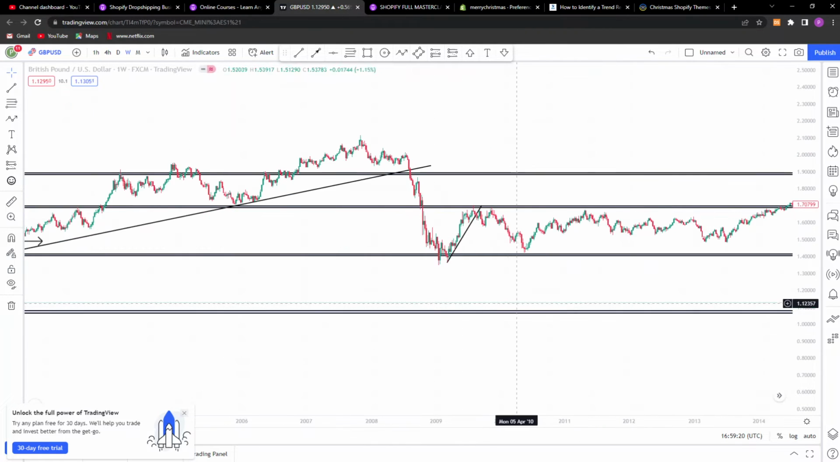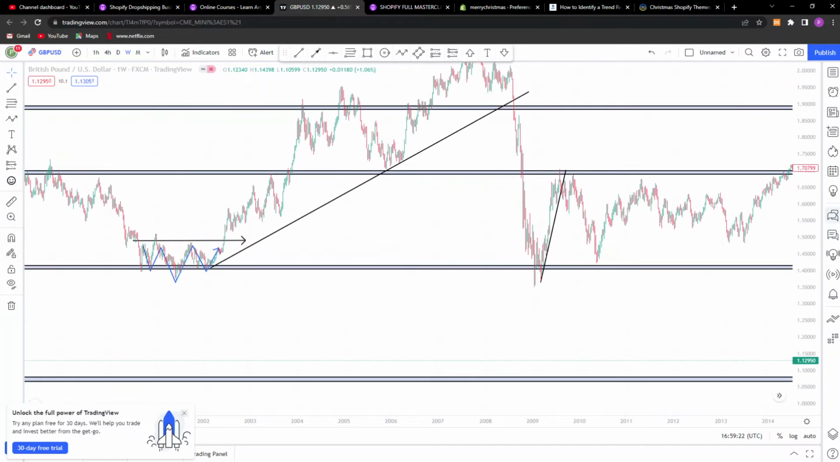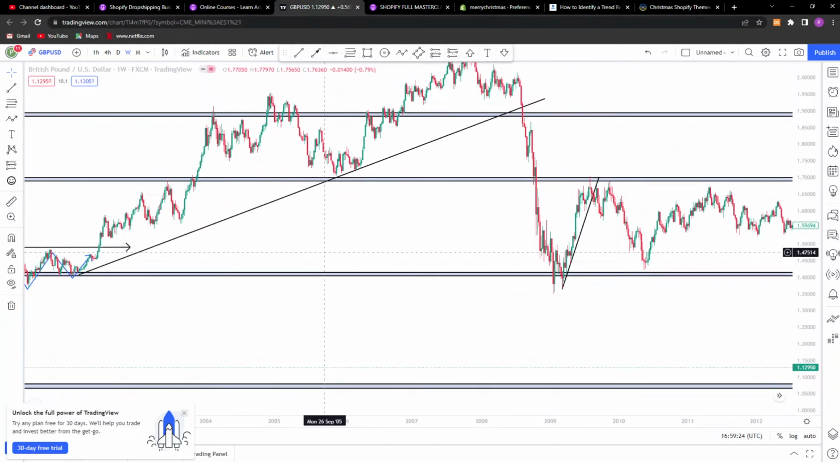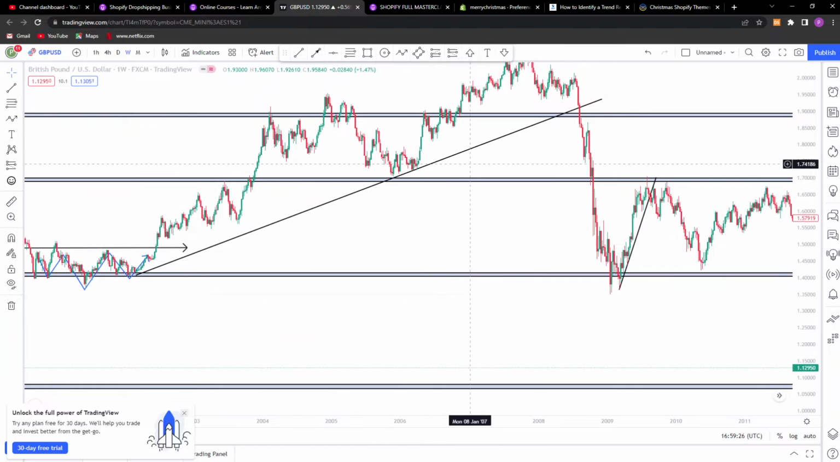Look at this trend line. When price finally broke out from this trend line, it drew a trend line like this. Make sure it's touching the most outermost part of the wick. When price finally breaks, it's heading downward.